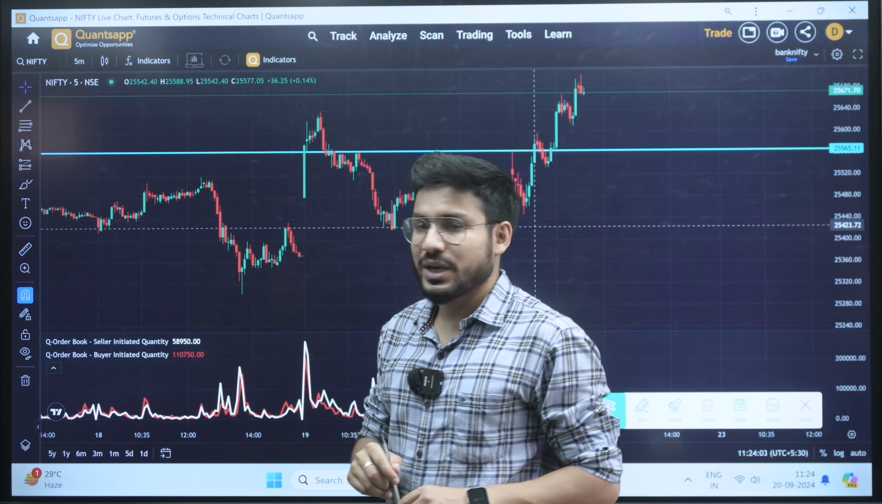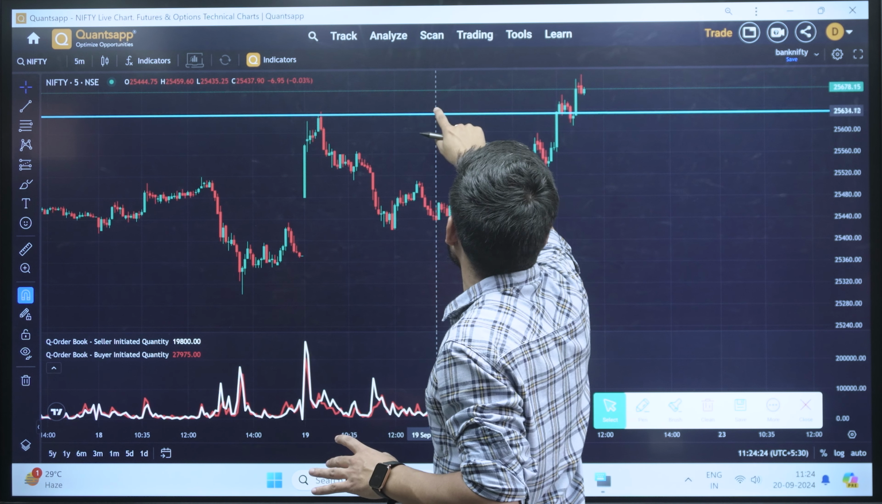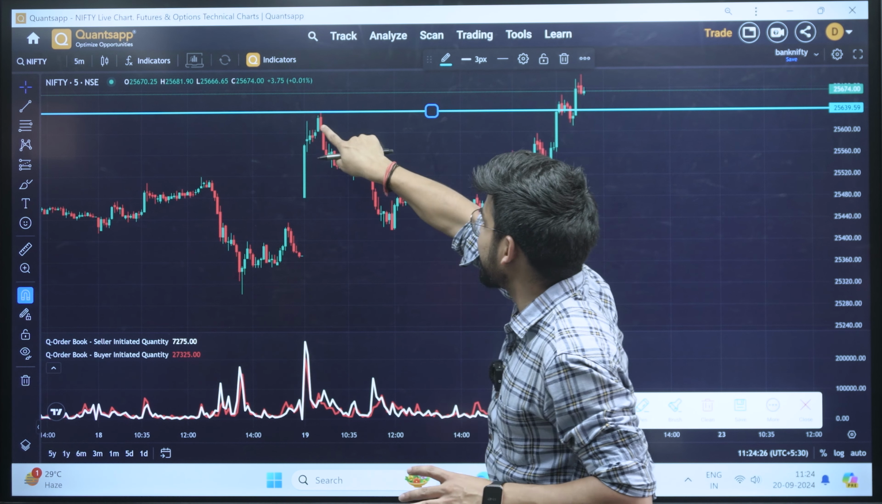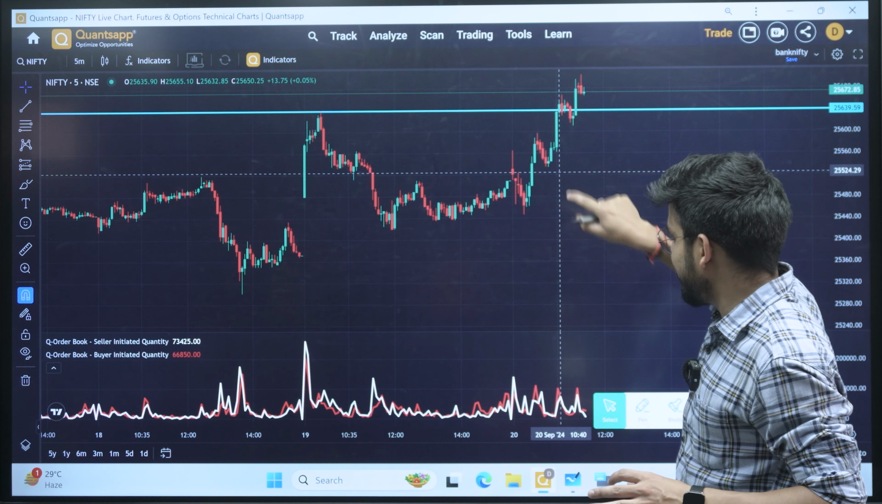Similarly, if I go a little above, let's make another resistance here. I'll make this a resistance because this was the market high, the day's high. Then the market went downward, corrected itself, and again went in the upward direction. Now when it broke its resistance, I'm looking for a trade, to see whether the market can give me a bullish direction or not.